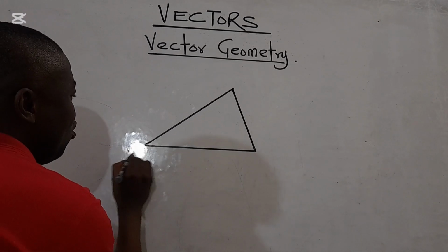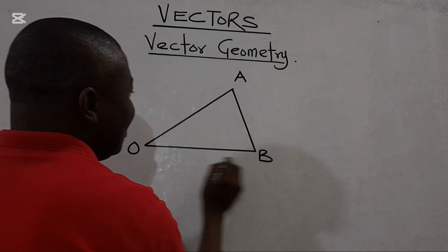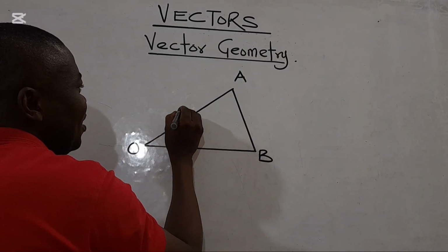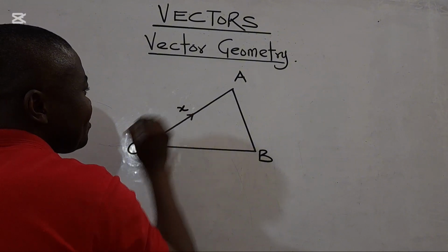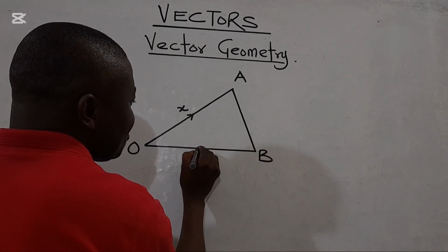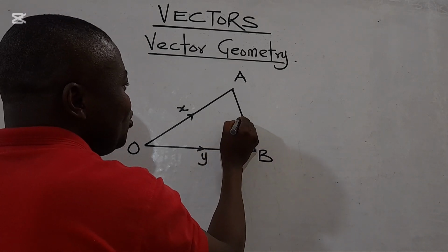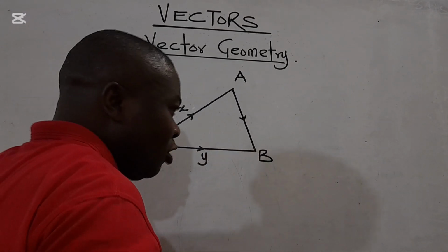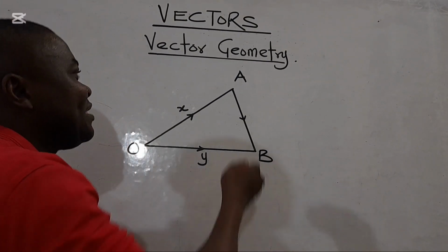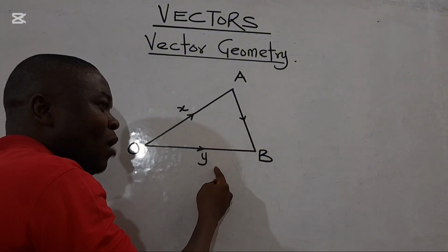If this is O, here is A, and here is B. Let's assume that from O to A is small letter x. O to B is small letter y. Then A to B, we do not know, not given. We can actually represent length AB in terms of x and y.